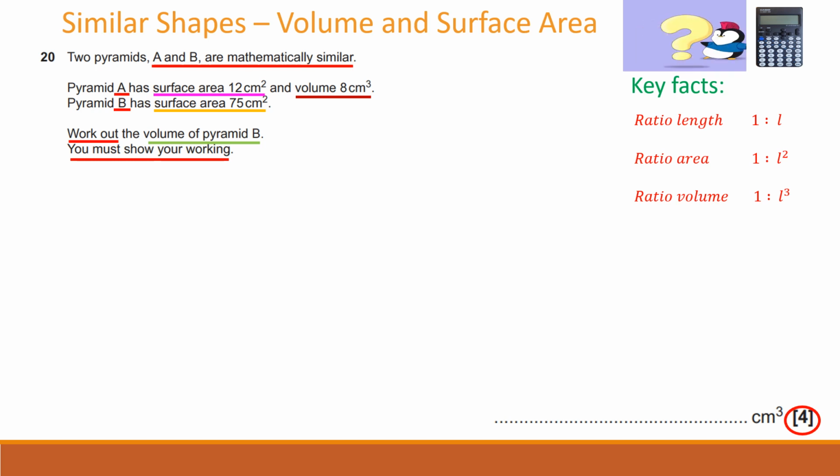Press pause, see if you could use these 3 facts to work out how to answer the question, then press play when you're ready to hear the answer.